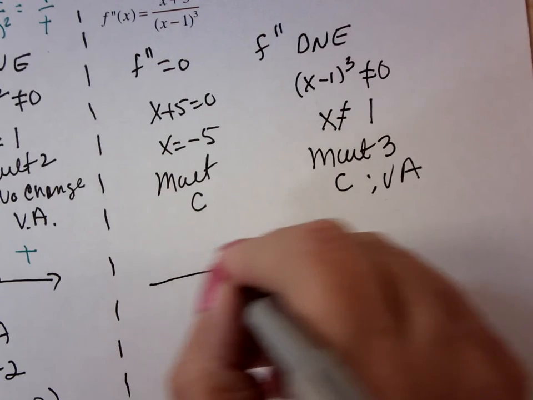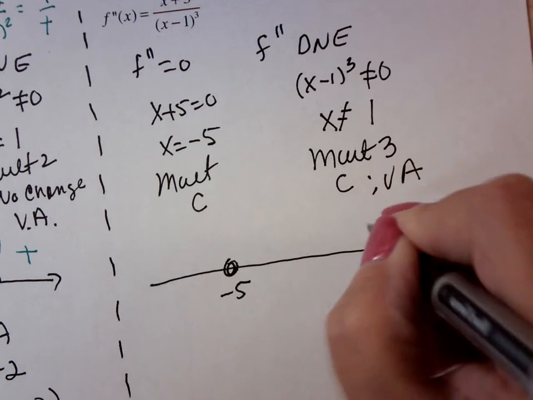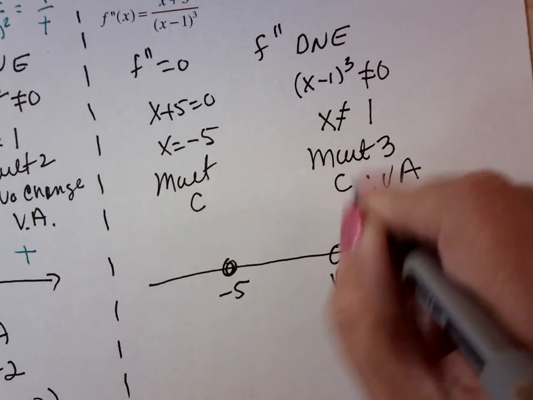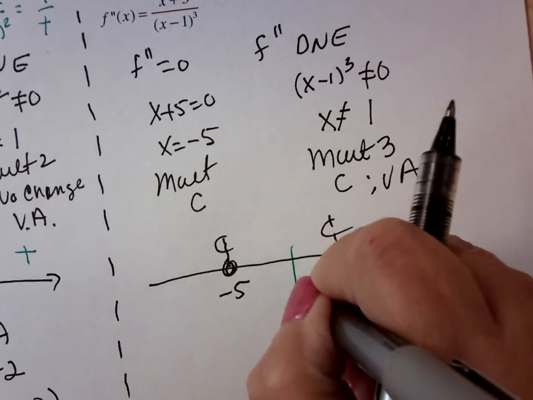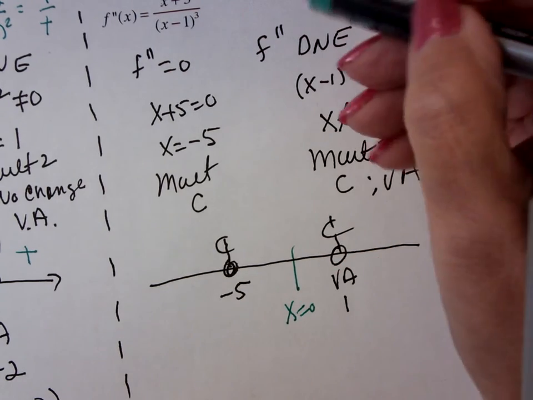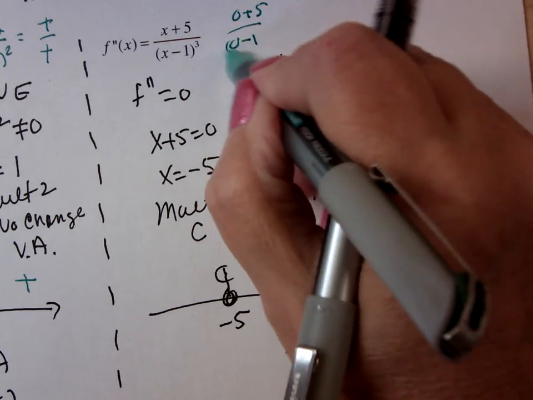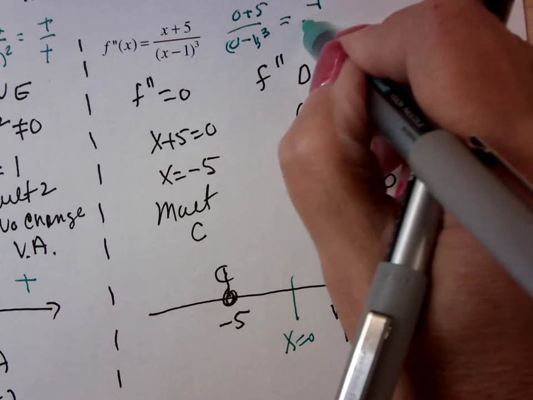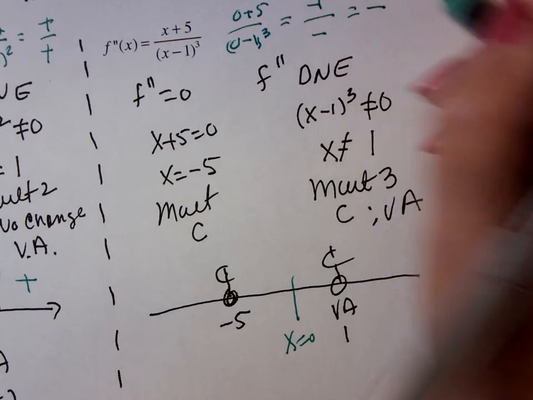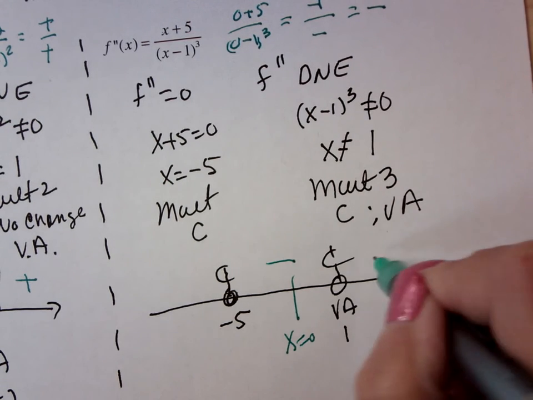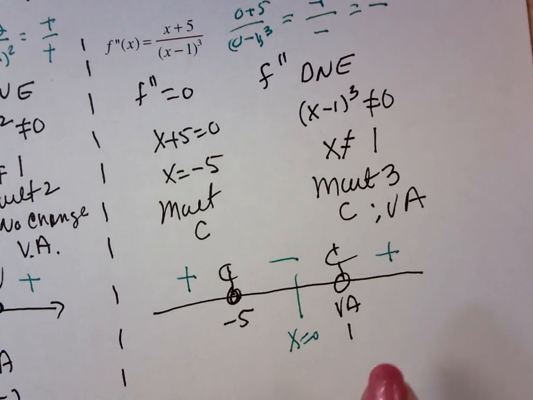So now on our number line, negative 5, and our VA, which is at 1. Everybody changes. Pick my favorite, x equals 0, and I look at 0 plus 5 over 0 minus 1 cubed. That's a positive divided by negative 1 cubed, which is negative. So this one's negative. Change, positive. Change, positive. Now, see, if I didn't know that was a VA, I would think that's an inflection point.